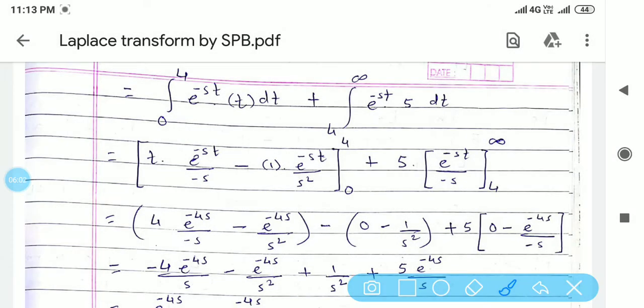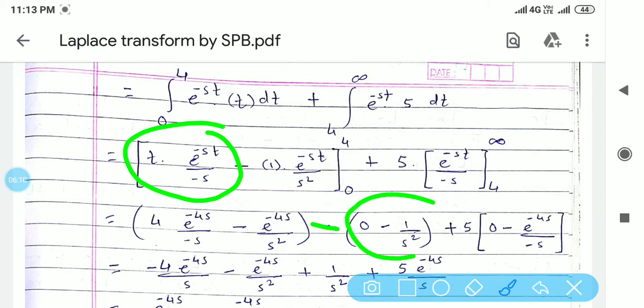Lower limit: this becomes 0 when we put the lower limit, and this is minus 1 by s square. So minus 0 minus 1 by s square plus 5 into upper limit e raised to minus infinity. But remember one thing, e raised to minus infinity is always 0. Write it down somewhere. So the upper limit gives 0, minus the lower limit, which is e raised to minus 4s by minus s.